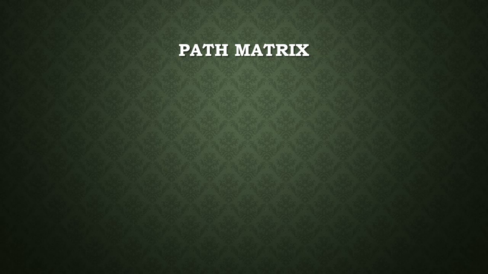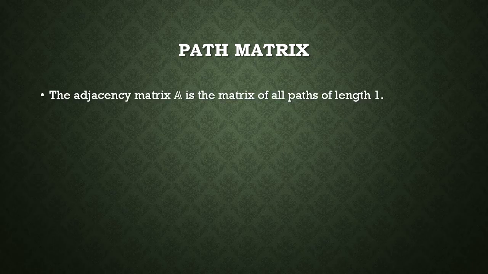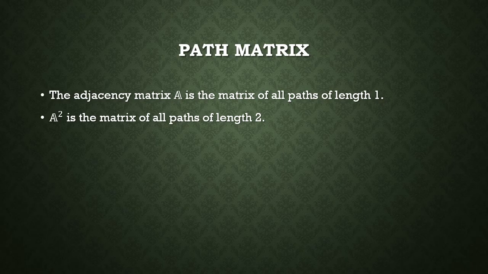An important matrix with reference to a graph is its path matrix. The adjacency matrix A is the matrix of all paths of length 1. A squared, which means A multiplied with A, is the matrix of all paths of length 2. A raised to the power m is the matrix of all paths of length m.